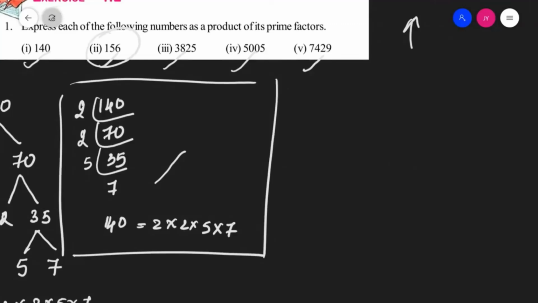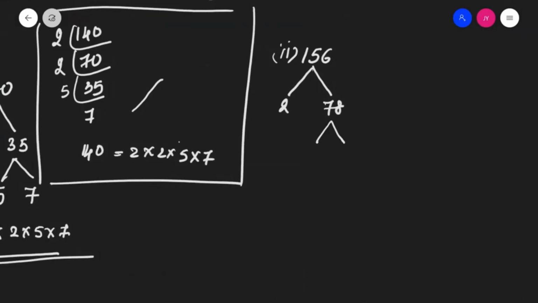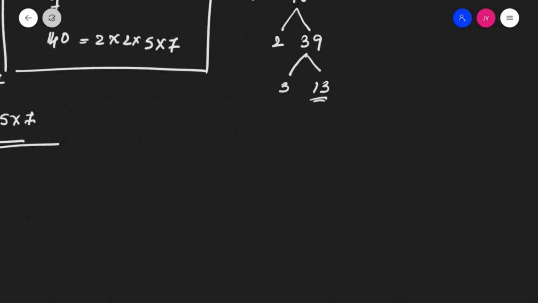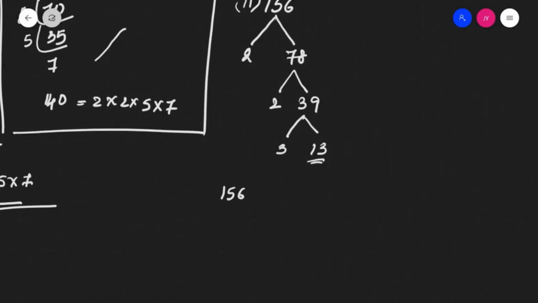So the second question, 156. 156 can be written as 2 into 78, and 78 can be written as 2 into 39, and 39 can be written as 3 into 13, and 13 is a prime number. So 156 is equal to 2 into 2 into 3 into 13.